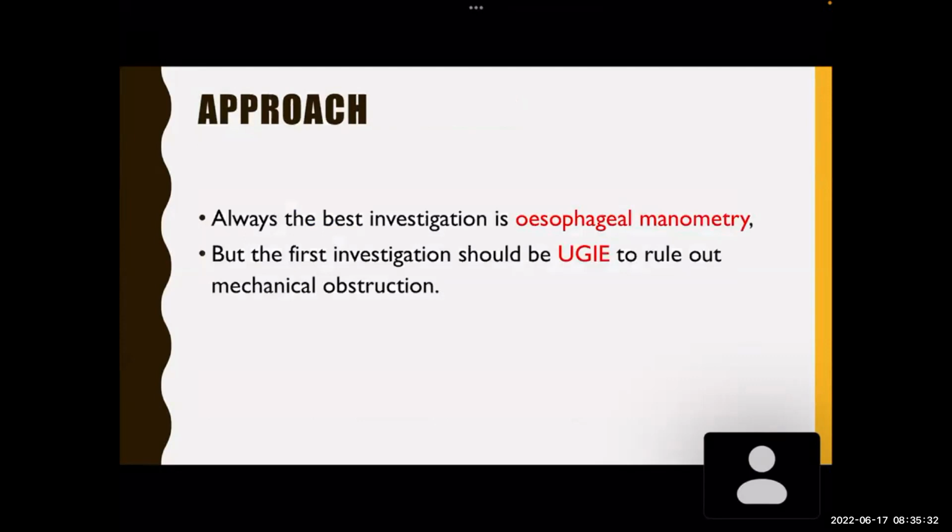As for the approach, if we suspect that the patient has achalasia cardia or any motility disorder, the best investigation is esophageal manometry. But to start with, we should always start with upper GI endoscopy to rule out any mechanical obstruction. If there is any mechanical obstruction at the lower esophageal junction, we can also get a secondary achalasia cardia. So it is wise to start with upper GI endoscopy.